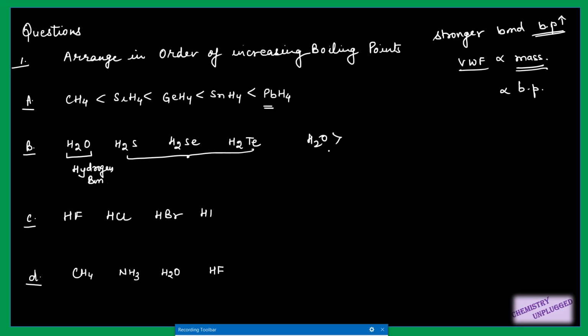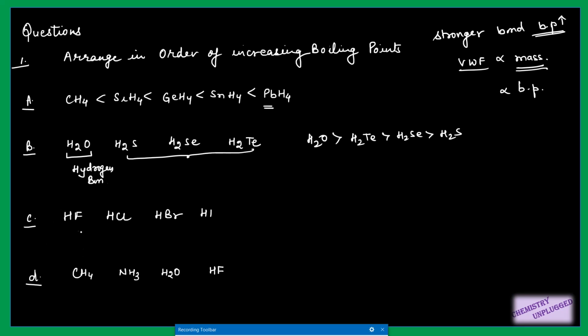Then we will see the order of van der Waals forces, means it will be highest for the highest molecular mass species. So next will be tellurium hydride, then we have selenium hydride, then we have H2S. So this will be the order for oxygen family members, right?